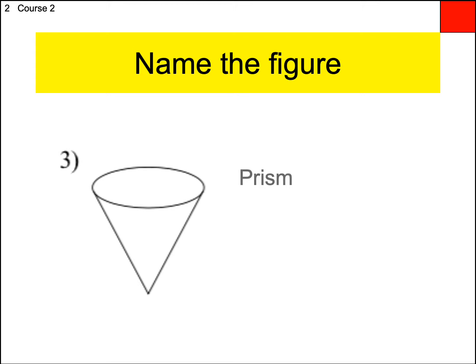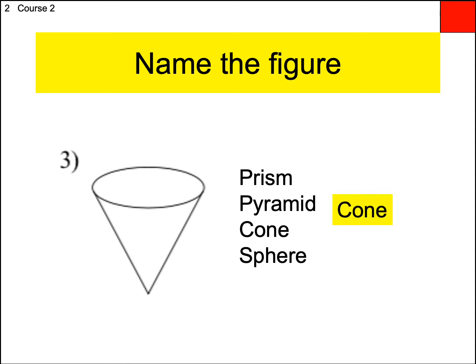All right, let's see. Once again, we have the option of this is either a prism, pyramid, cone, or sphere. This is an easier one. I guess some people could confuse this with a pyramid. But just remember, all the sides of a pyramid have to be triangles. And this one is a curved surface. This one is the cone.